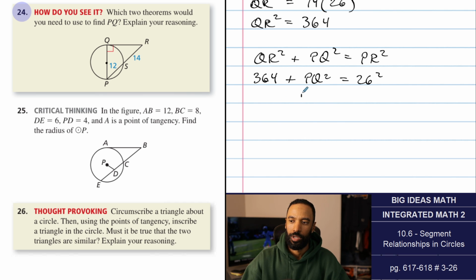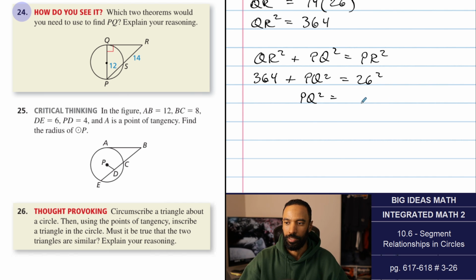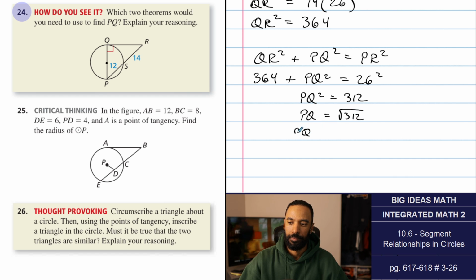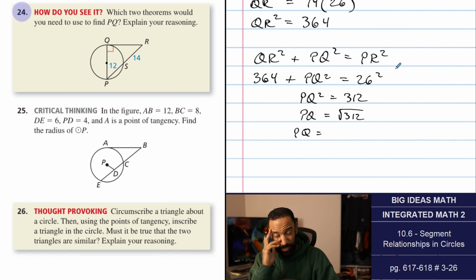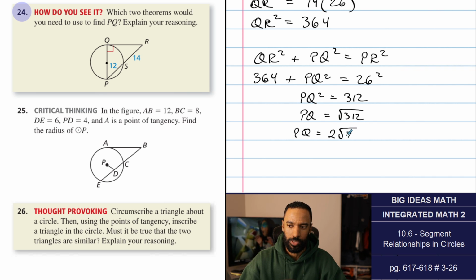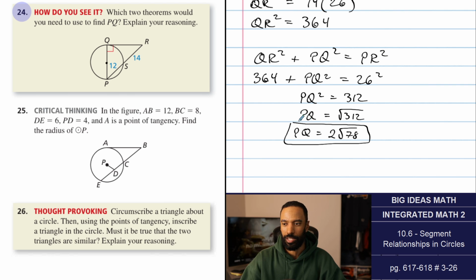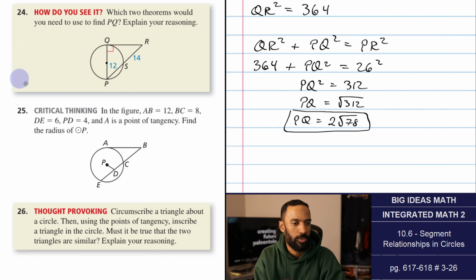676. So PQ squared, I'm going to go fast on this, minus, because I don't think they really asked us to solve that. 312. So PQ is the square root of 312. 4 goes into it, 78 times 4, and 78 does not have any other perfect square factors. I think it's 2 root 78. I think that's the cleanest it can go. So there's the length. I don't know if I got that correct, but they didn't really ask us to solve. They said, what would you need to use to find it?